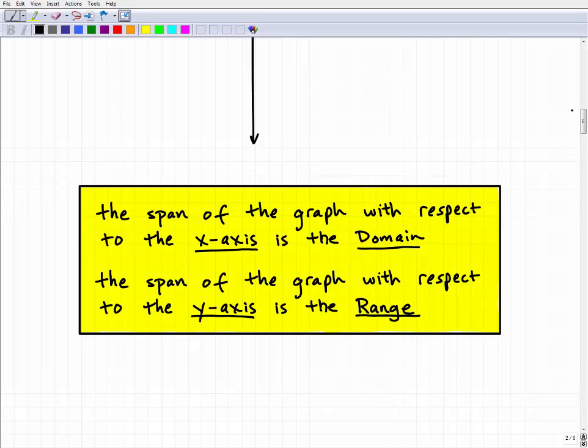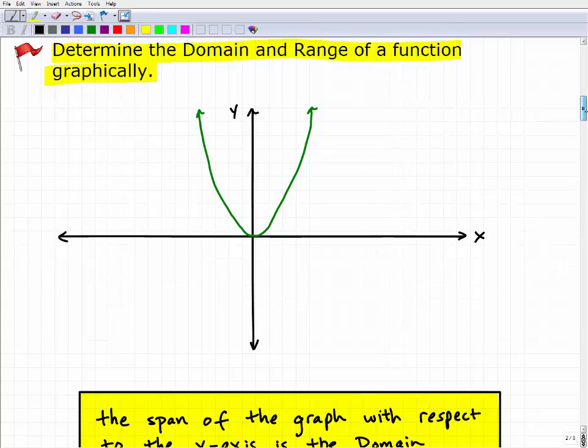Okay, so the first thing is, the span of the graph with respect to the x-axis is the domain. And the span of the graph with respect to the y-axis is the range. So the x-axis is going to have to do with the domain, and the y-axis is going to have to do with the range. In other words, we're going to be focused on the x-axis when we're trying to figure out the domain graphically, and we're going to be focused on the y-axis when we're trying to figure out the range graphically. All right, so let's go back here and take a look at this.